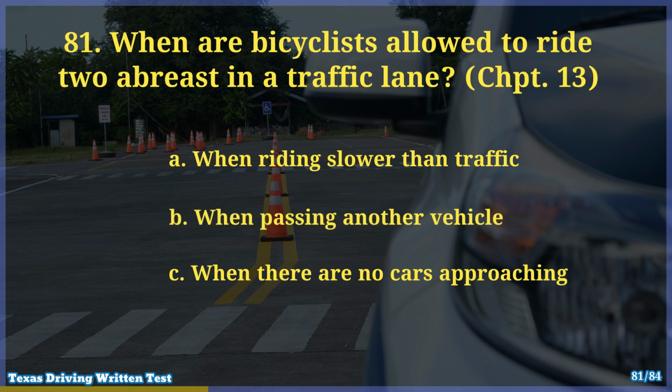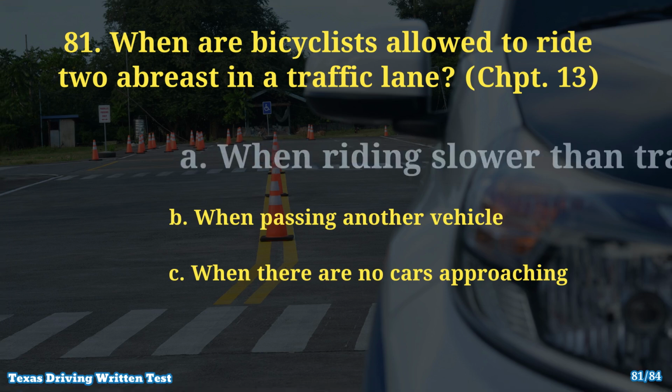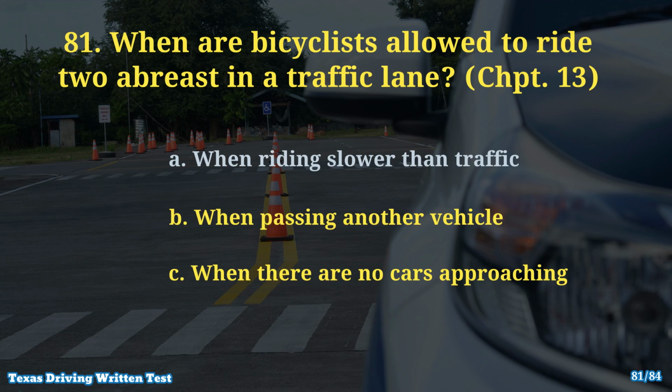81. When are bicyclists allowed to ride two abreast in a traffic lane? A. When it does not impede traffic. B. Anytime, even if it slows down cars. C. Only on sidewalks. Answer is A. When riding slower than traffic.